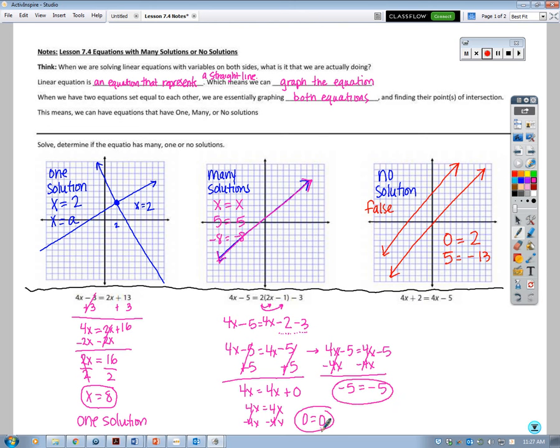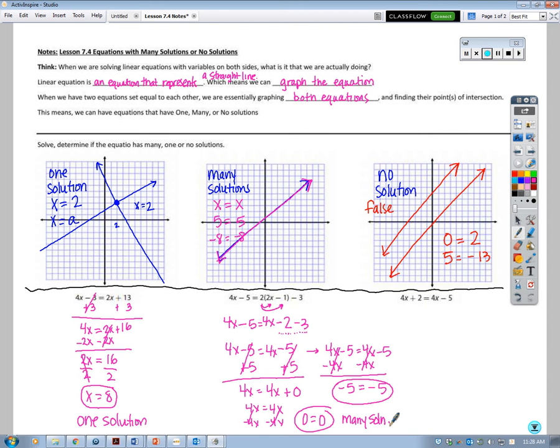0 will always equal 0. Negative 5 will always equal negative 5. But since they are equal to each other, that tells me that these are two lines that have the exact same slope and the same y-intercept, so they have infinitely many solutions. So this equation has many solutions.